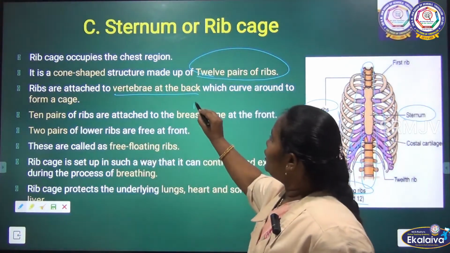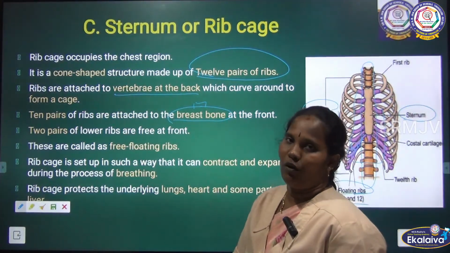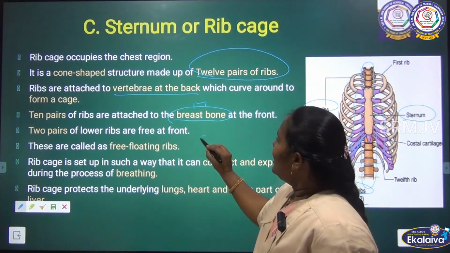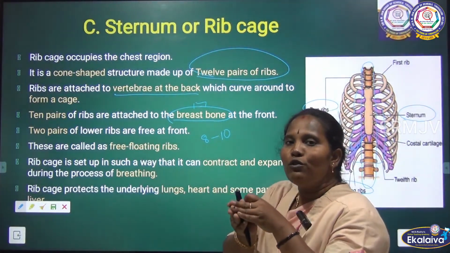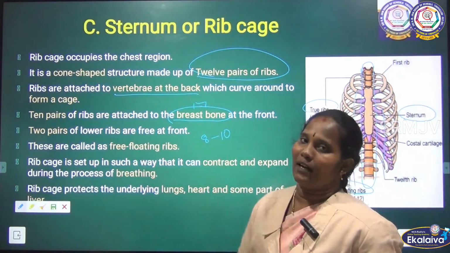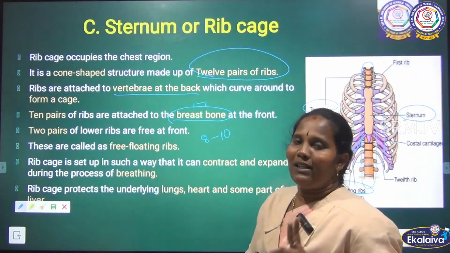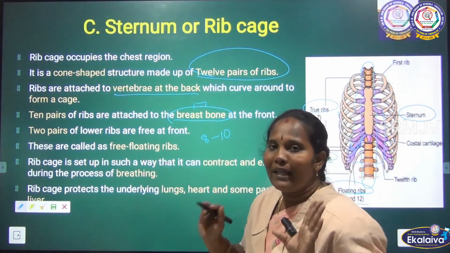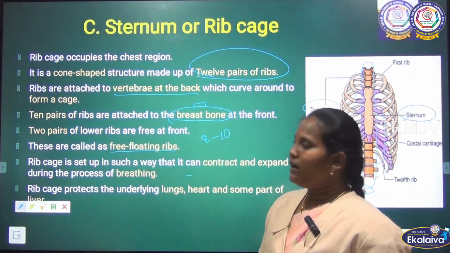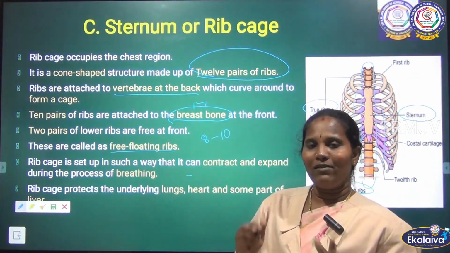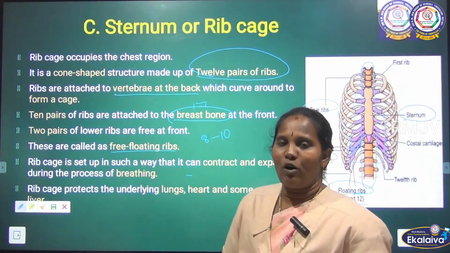Pairs 1 to 7 are attached separately to the backbone, so they are true ribs. The next ones, ribs 8 to 10, are three bones fused together and attached to the sternum, so they are called false ribs. The remaining 11th and 12th ribs don't make any attachment, that's why they are called free floating ribs.